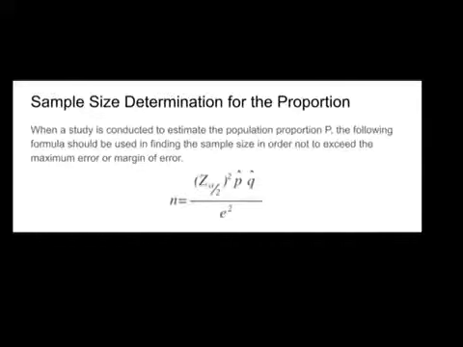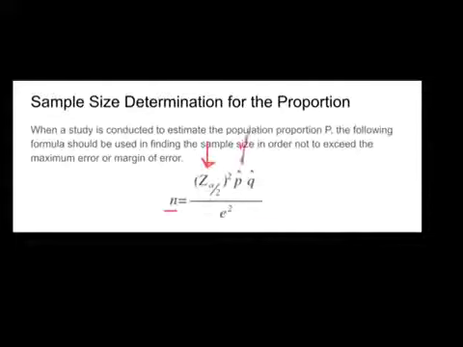Hi, in this video, we're going to learn how to find the sample size if we would like to conduct a study on a certain population proportion. As you can see on the screen, this is the formula that we have to use in finding the sample size. The sample size is denoted by n, and we need the z of alpha over 2, and this will depend on the confidence level that you want to set for your study.